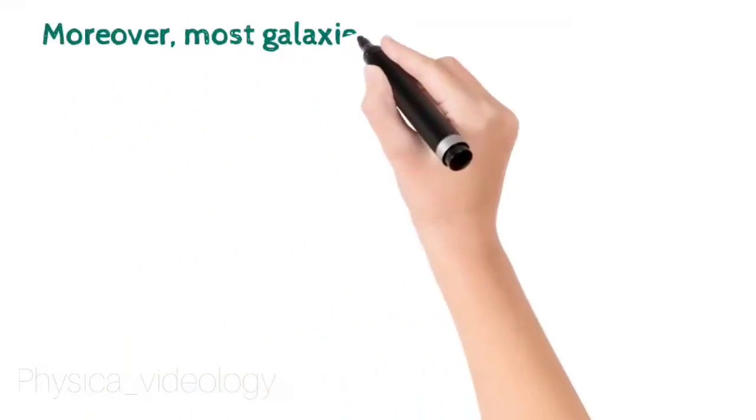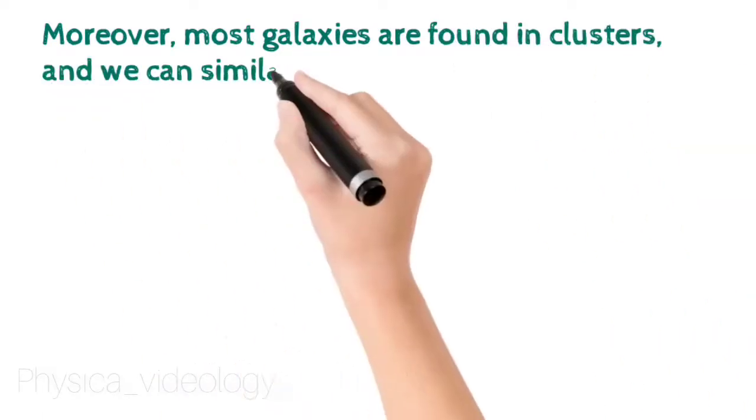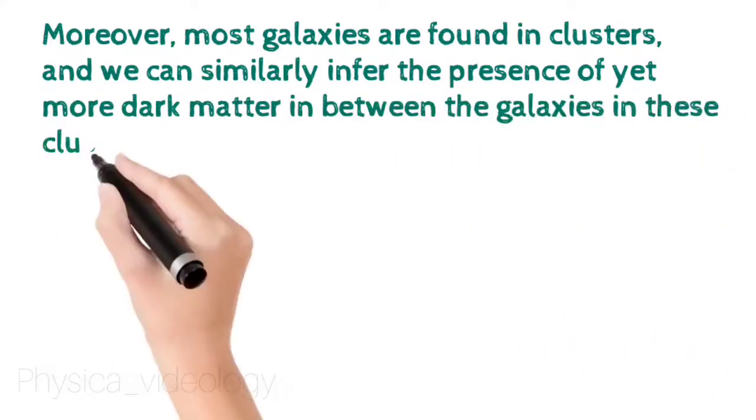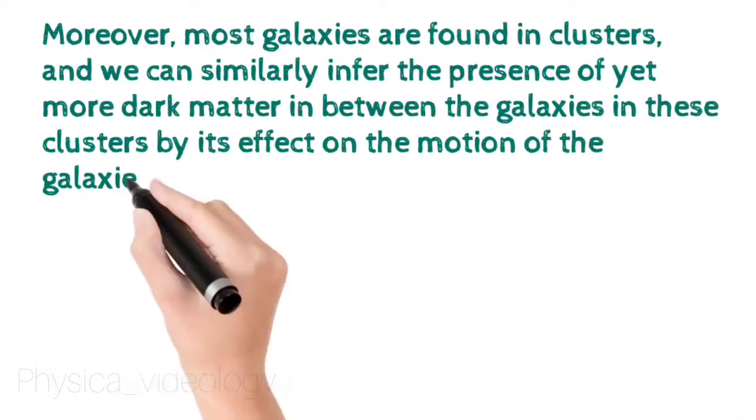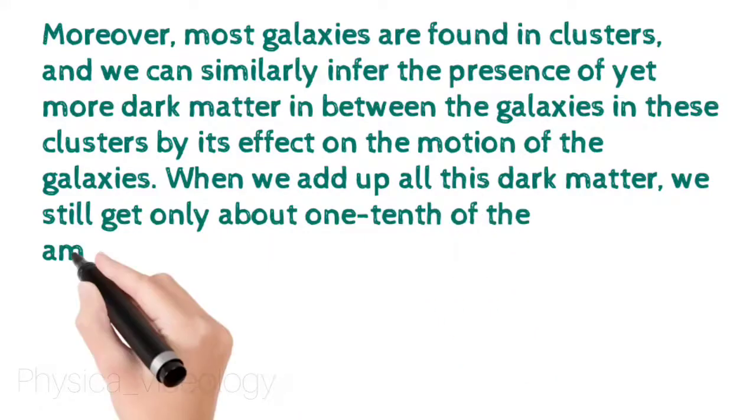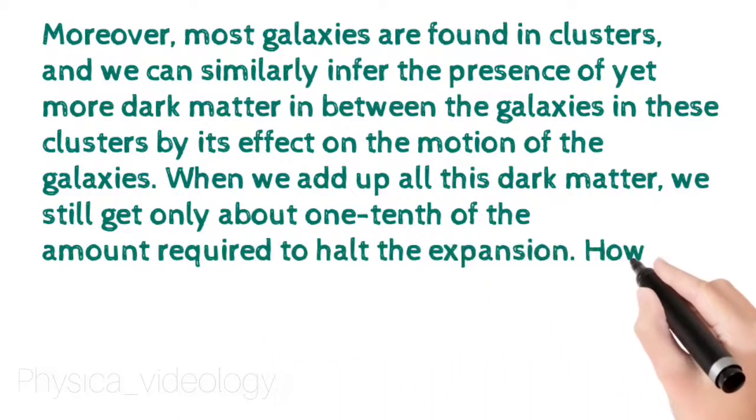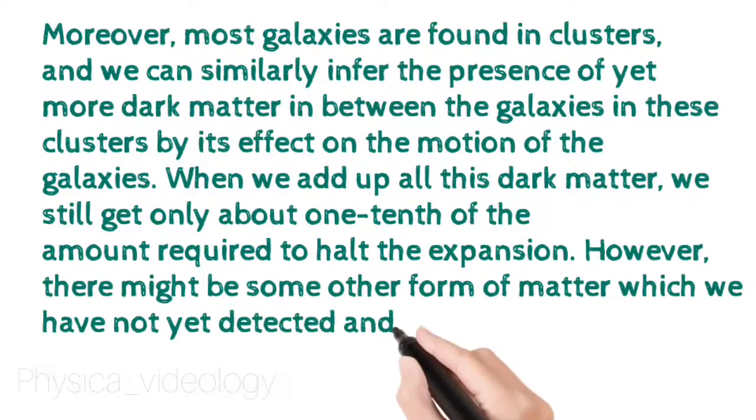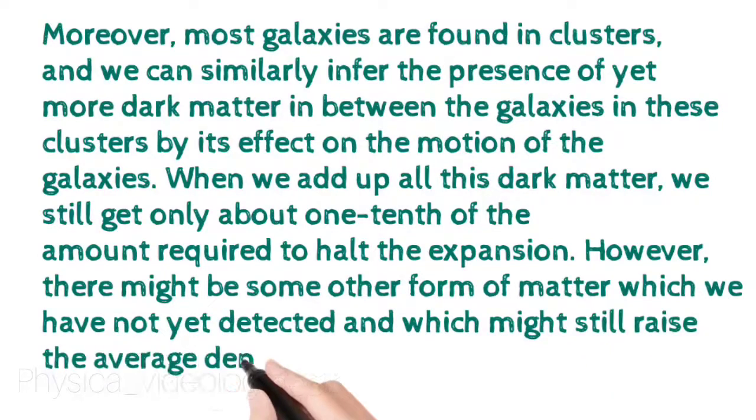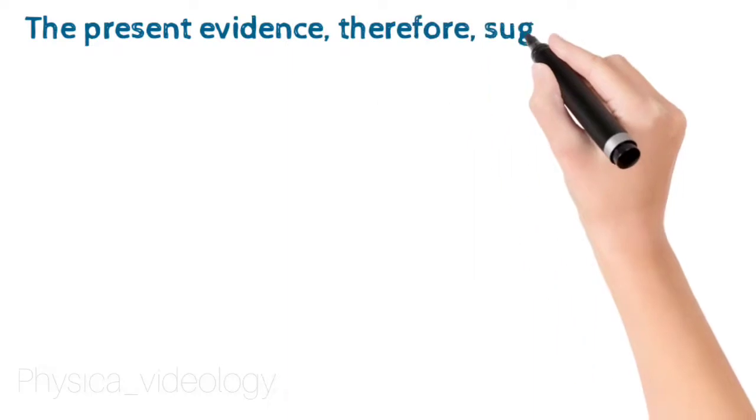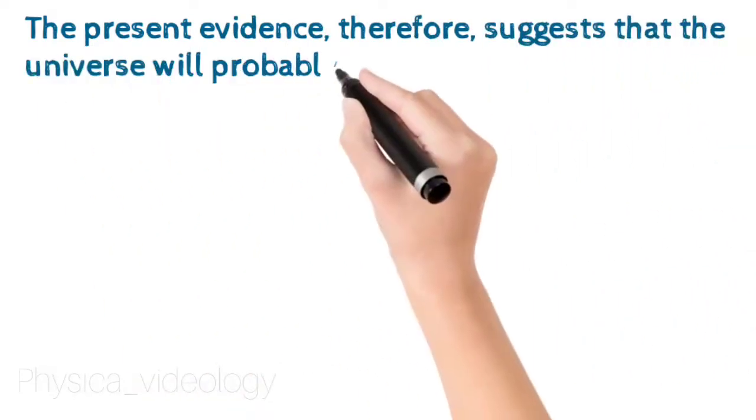Moreover, most galaxies are found in clusters, and we can similarly infer the presence of yet more dark matter in between the galaxies in these clusters by its effect on the motion of the galaxies. When we add up all this dark matter, we still get only about 1/10th of the amount required to halt the expansion. However, there might be some other form of matter which we have not yet detected and which might still raise the average density of the universe up to the critical value needed to halt the expansion. The present evidence, therefore, suggests that the universe will probably expand forever.